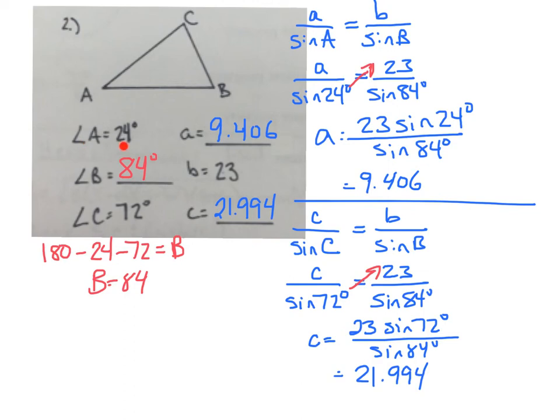Look at the smallest angle and make sure that it is paired with the smallest side. Then go to the biggest angle and make sure that it's paired with the biggest side. If those two things are true, you probably did it right.